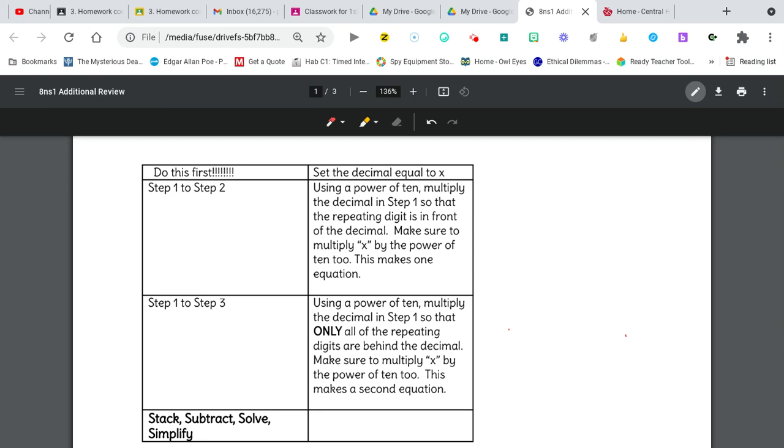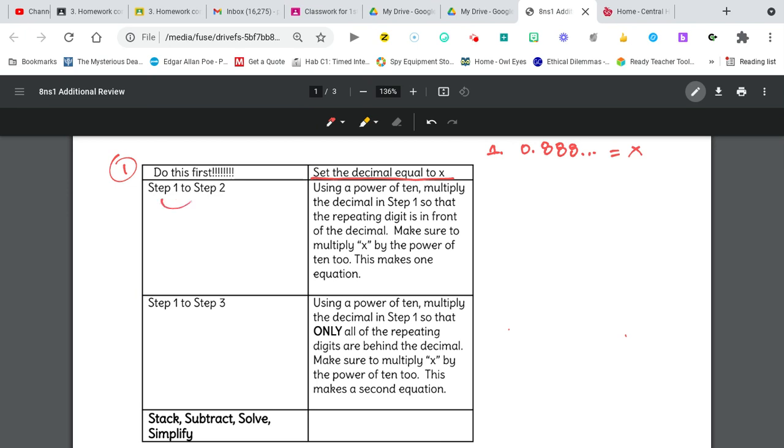Okay, so I changed the notes up a little bit. So let's take a look at this. We're going to do this first. We're going to set the decimal equal to x. And I'm just going to make up one where we can do it on the side, okay? And we're going to call this step 1. Suppose I make up something like this. Let's set it equal to x. Okay, that's step 1.